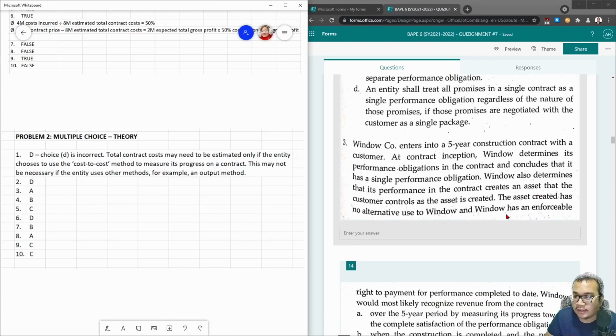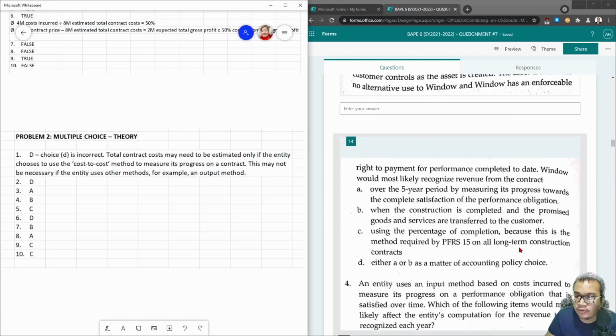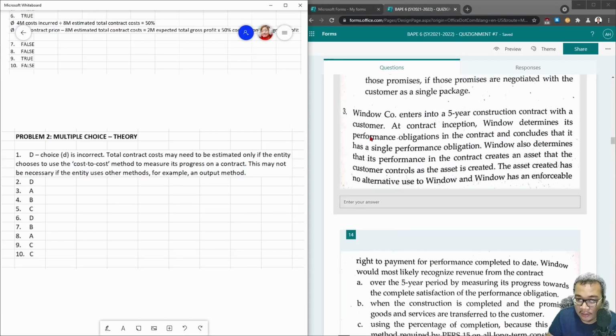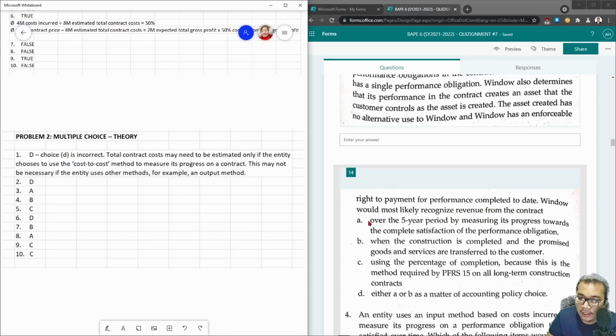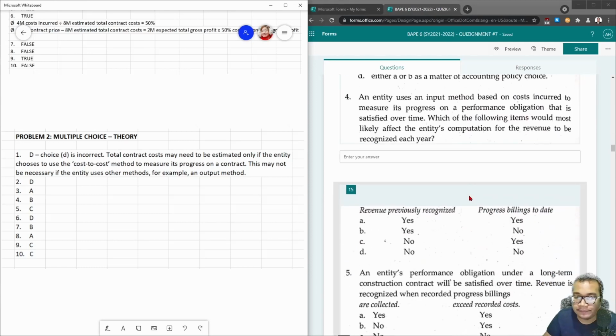The asset created has no alternative use to Windows and Windows has an enforceable right to payment for performance completed to date. Windows would most likely recognize revenue from the contract, alin dito, over 5 years, when the contract is completed, using the percentage of completion. The correct answer is letter A. Over the period of 5 years, by measuring its progress towards the complete satisfaction of the performance obligation, kasi overtime yung concept niya.